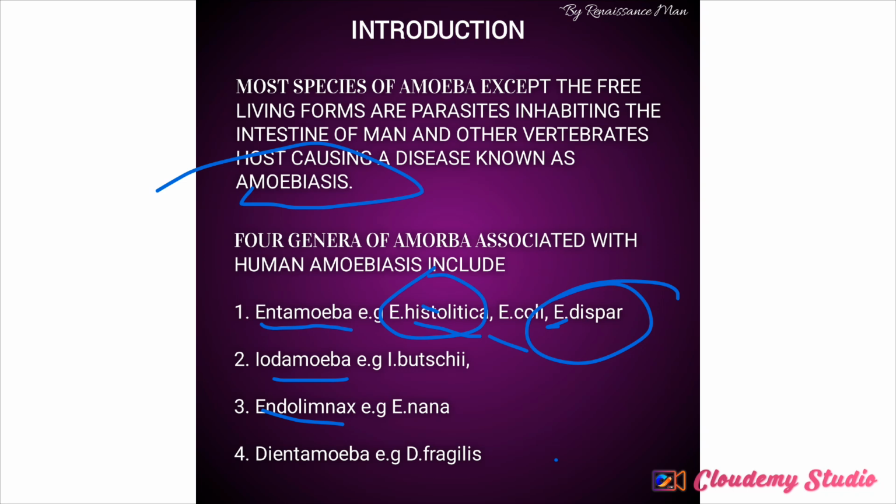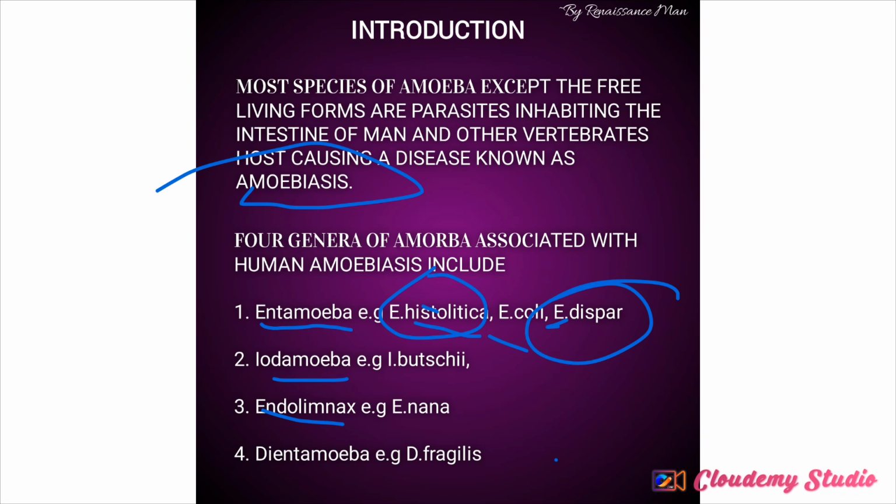Now, like I said, what do parasites do? They cause harm to their host. But not all parasites cause disease to their host, because we have two types of parasites: the pathogenic parasites and the non-pathogenic parasites. The pathogenic parasites are those that cause disease. The non-pathogenic parasites are those that do not cause disease. But now, like I mentioned, we have four genera of amoeba associated with human amoebiasis. That is Entamoeba, Iodamoeba, Endolimax, and Dientamoeba, right?